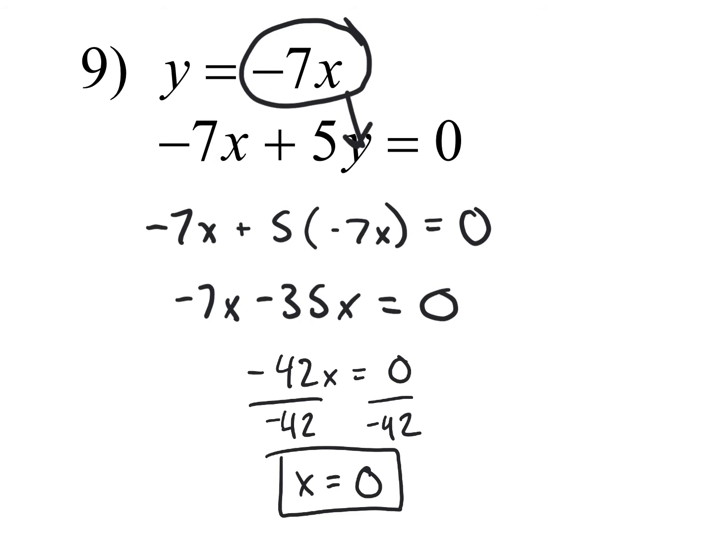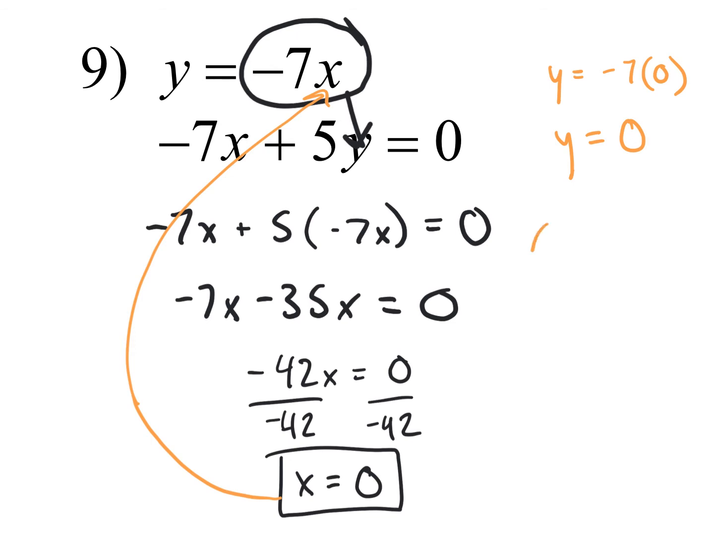How do I find y? Plug it back in. Do I want to plug it into the first or the second? The first. Looks a little bit easier. So y is equal to negative 7 times 0. What's negative 7 times 0? So what's y equal to? 0. How would I write my answer? 0, 0. Because I got 0 for x and 0 for y. So just because you get zeros doesn't mean you have no solution. That's an answer. 0 is a number.